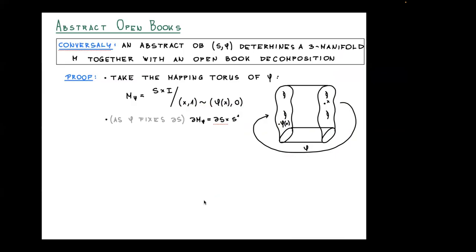You remember, phi fixes the boundary. Meaning that if I take a point here, then it's mapped to the exact same point there. So these lines are glued into circles. So this is going to be some sort of circle. At the end, this is the boundary of my mapping torus. And now I'm trying to collapse this boundary of the mapping torus.